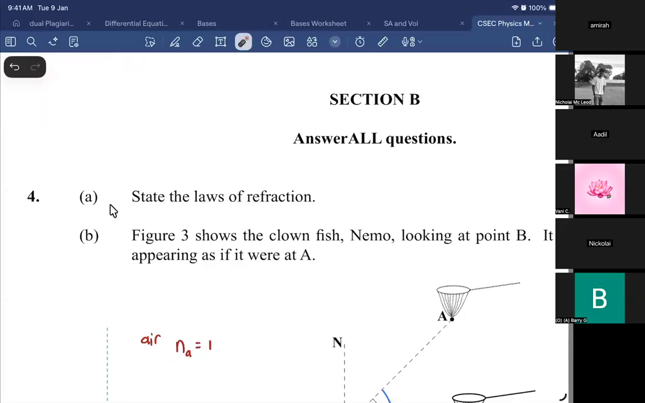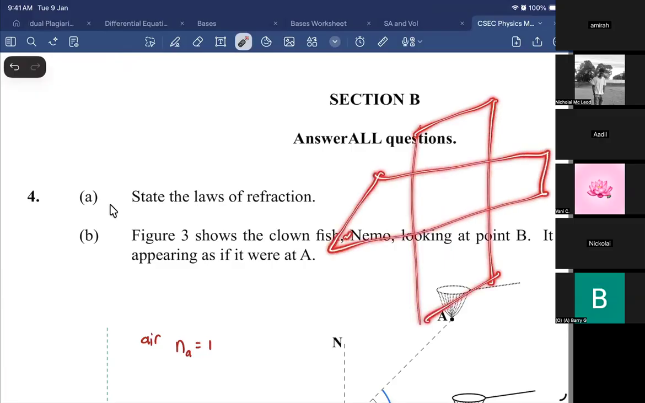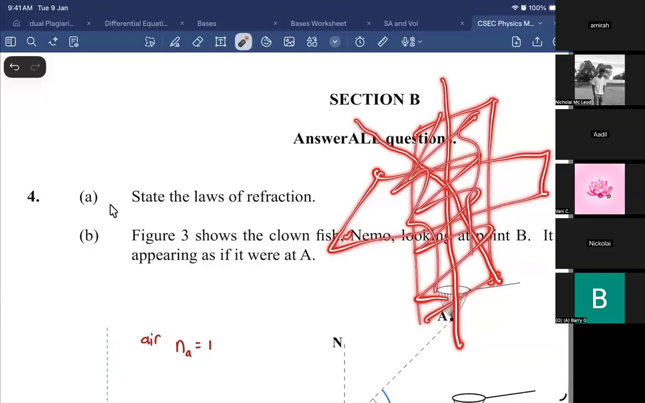As a result of the light traveling at different speeds. And you had to state Snell's law: Ni sin I is equal to Nr sin R. And the last one was with the diagram: the angle of incidence and the angle of refraction lie on opposite sides of the normal, but all lie on the same plane. That's the one with the three-dimensional diagram. So both of them lie on the same plane, but on opposite sides of the normal.